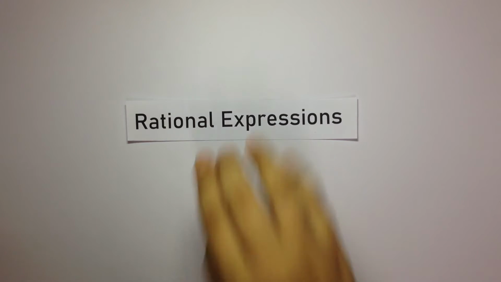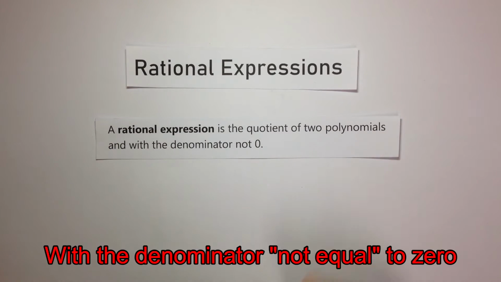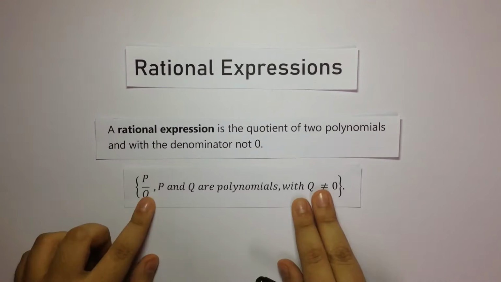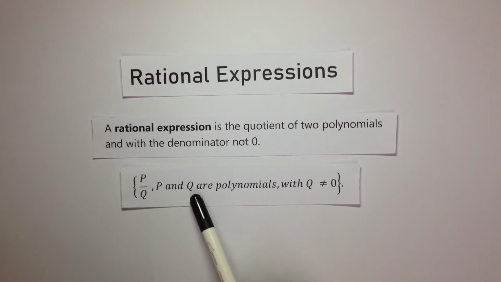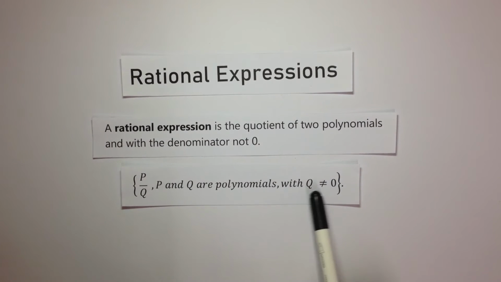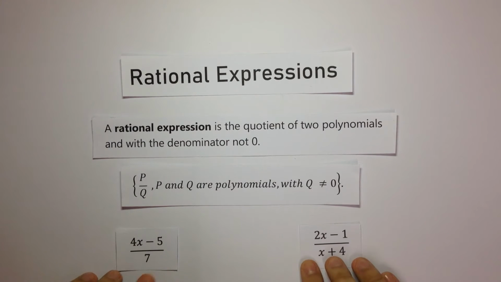In rational expressions, what are they? A rational expression is the quotient of two polynomials, with the denominator not equal to 0. So we have here P over Q, such that P and Q are polynomials with Q not equal to 0. Examples of rational expressions are (4x minus 5) over 7 and (2x minus 1) over (x plus 4). The first topic that we need to discuss here is reducing a rational expression to lowest terms.